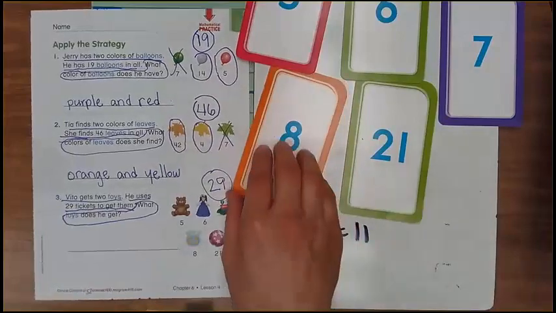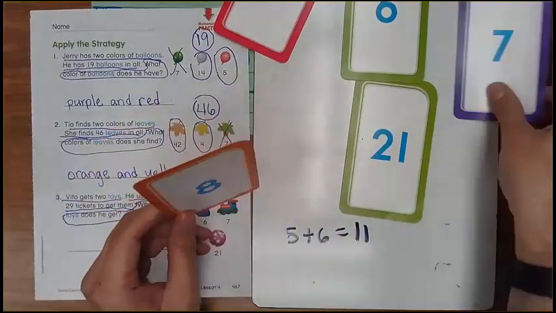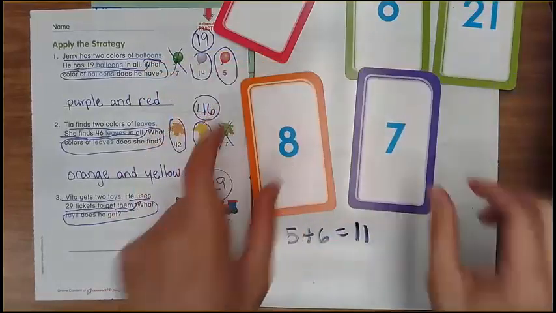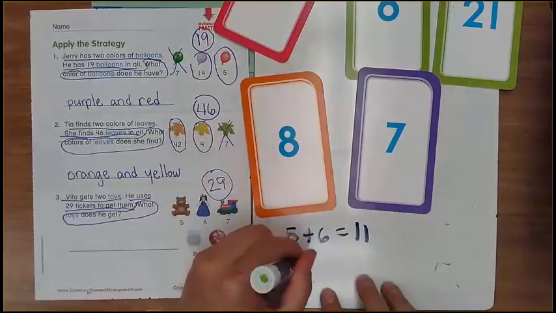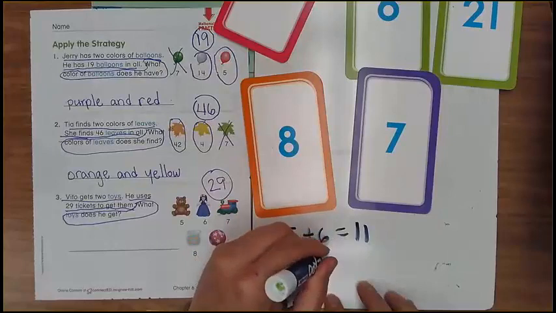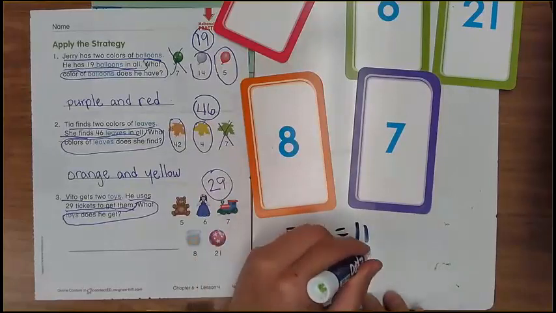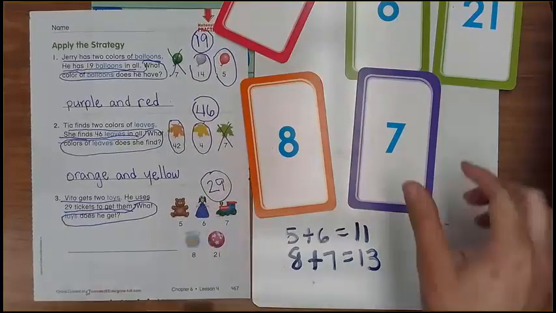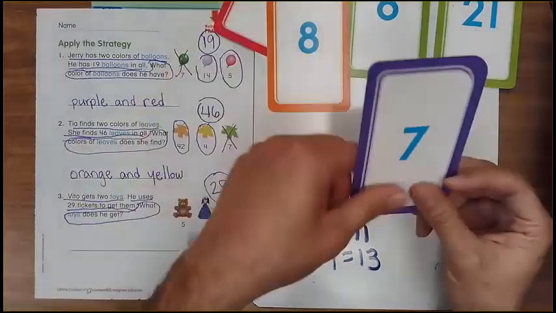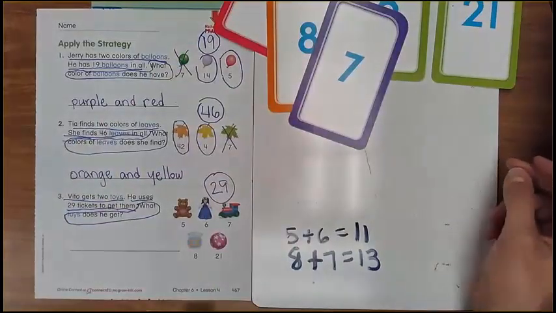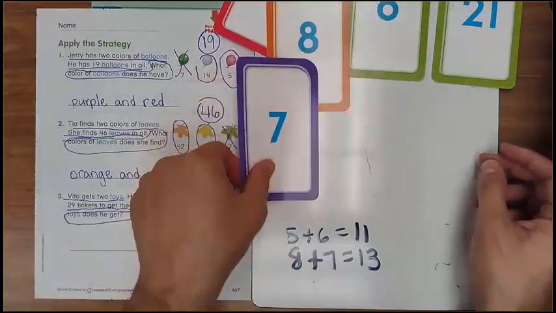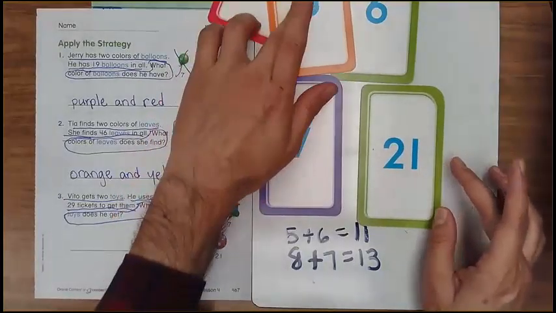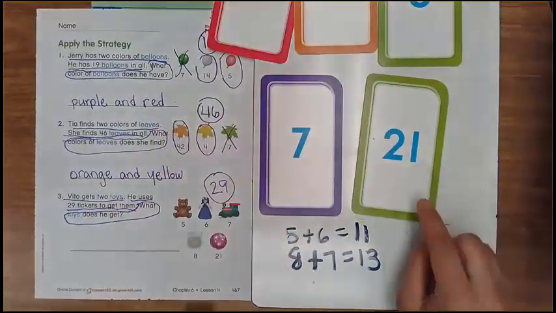So how about 8 plus 7? Those are two bigger numbers. Let's try that. If we have 8 plus 7, well, that makes 13. So it's a bigger number, but it's still not 29. All right, so maybe it's not 8 plus 7. So maybe it's going to be 7 and 21, because 21 is a pretty big number, and we need 29.